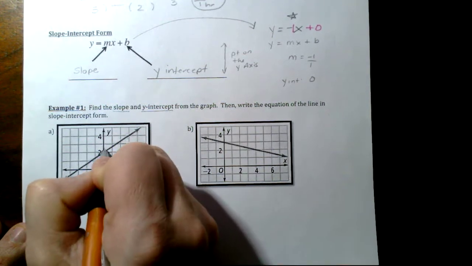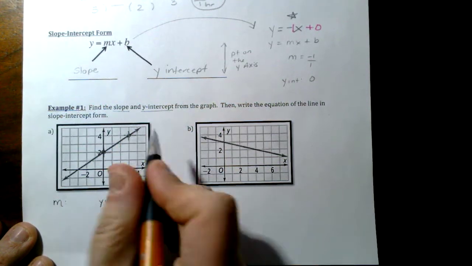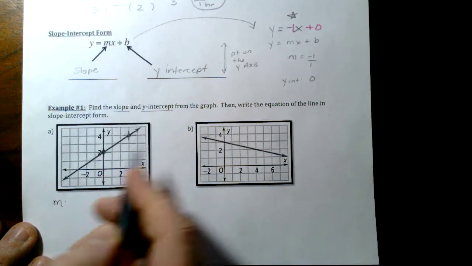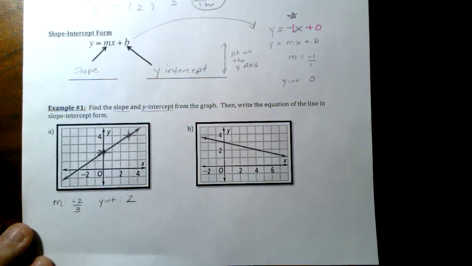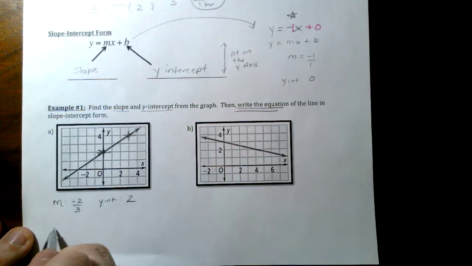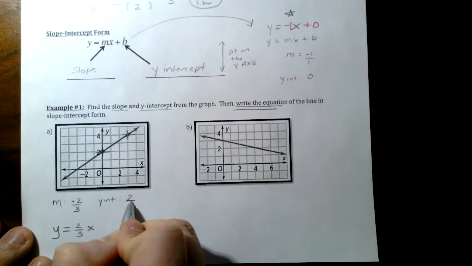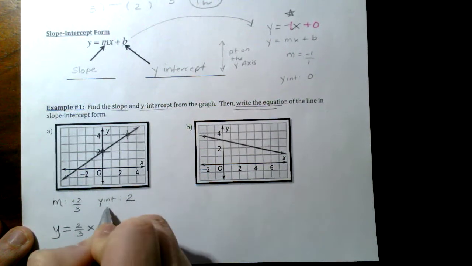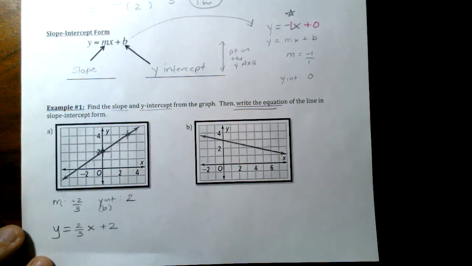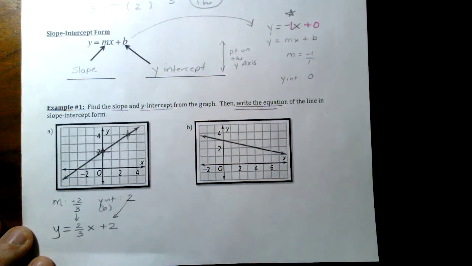My slope, now since I've already picked that point, I can come over here and pick this point. My slope in this case is a rise of 2 and a run of 3. Then they want you to write the equation in slope-intercept form. So y is equal to m, which is 2/3, the variable x, and then this is a positive 2 at the end. Okay, the y-intercept and the letter b are interchangeable. And all we do is we plug them right in to our formula.